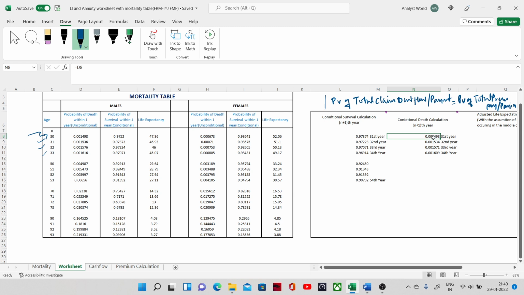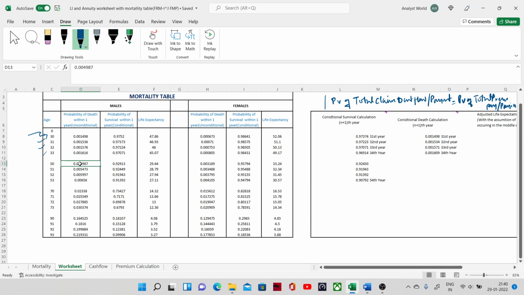See here how I worked it out. Refer to column N. The first year of conditional death is equal to the first year of the unconditional death as well, which both are equal to 0.001498. Remember, we're talking about a 30-year-old person. Had it been a 50-year-old person, then the base year would have the same statistics, that is, the conditional as well as the unconditional death would be deemed as 0.004987.